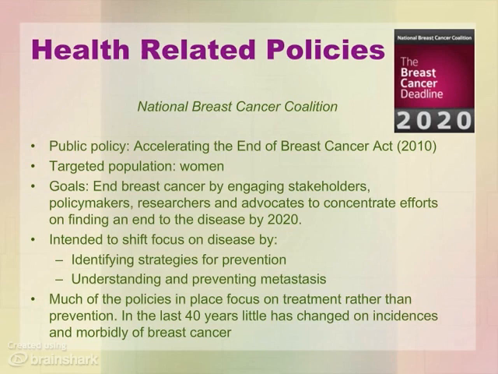It's intended to shift focus on the disease by identifying strategies for prevention and understanding and preventing metastasis, which is the spreading of the disease. A lot of the policies that are in place focus on treatment rather than prevention. In the last 40 years, little has changed on incidence and morbidity of breast cancer rates, yet we've come so far with policies and technological advances. Now, the Accelerating the End of Breast Cancer Act has not been tested for effectiveness because the act is still an act. It's not a policy yet. So I would be curious to see, once the act does become a policy, what that would look like and how effective it would be once it's in legislation.